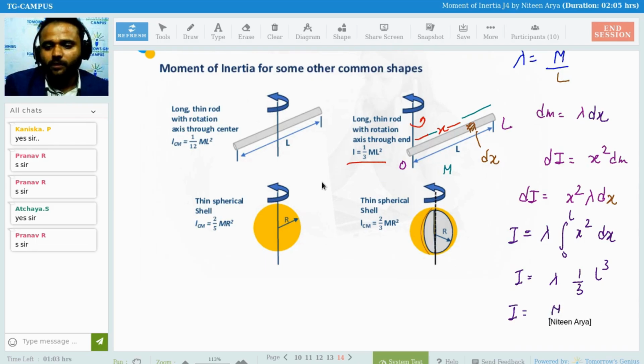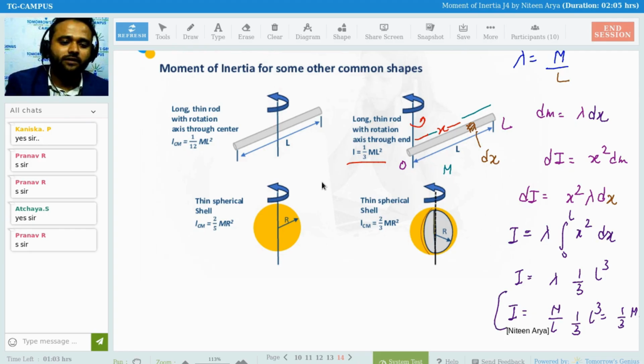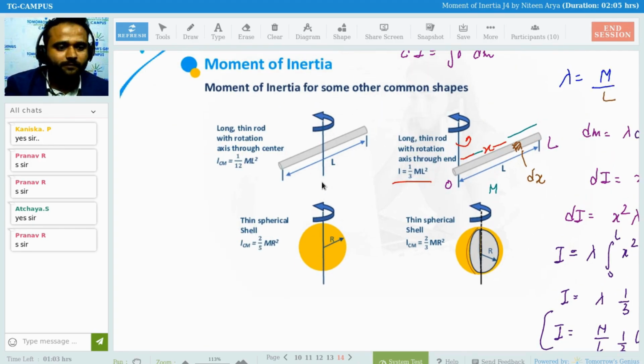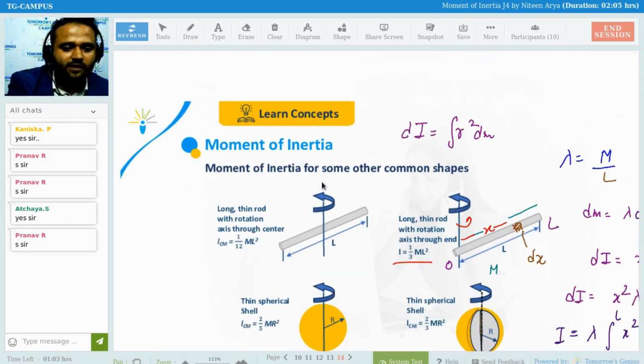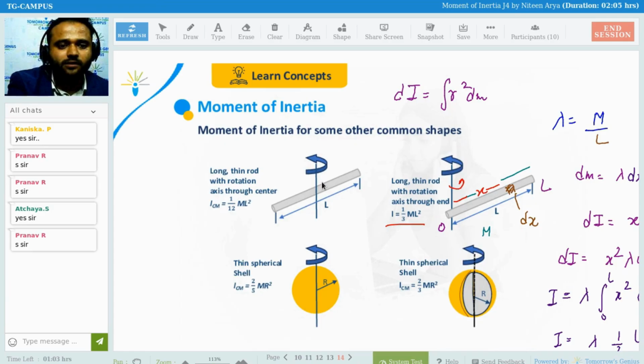So I get M by L times 1 by 3 L to the power 3, and that is 1 by 3 M L square from 1. Is this clear, everyone? In the same sense, if I want to find this, everything here remains the same. I is going to be this integration, and then rho x square dx.